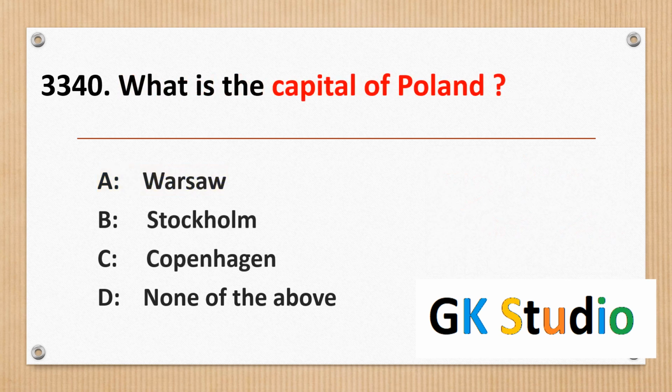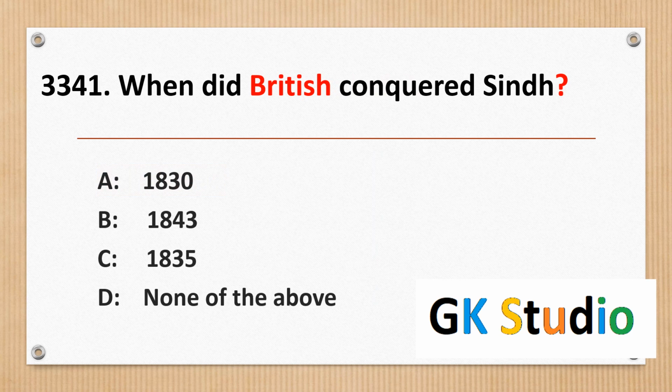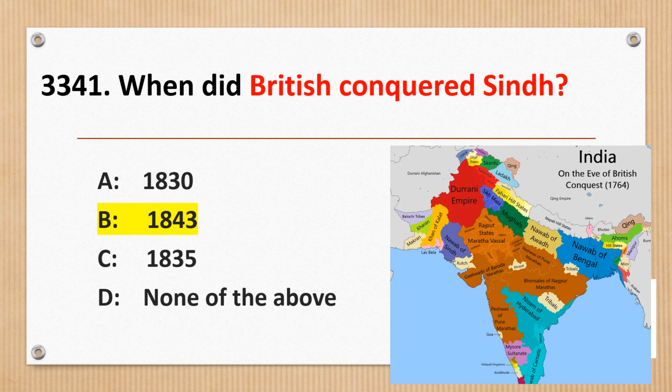What is the capital of Poland country? Warsaw is the capital of Poland. When did British conquer the Sindh? 1843. British arms conquered the Sindh in subcontinent.